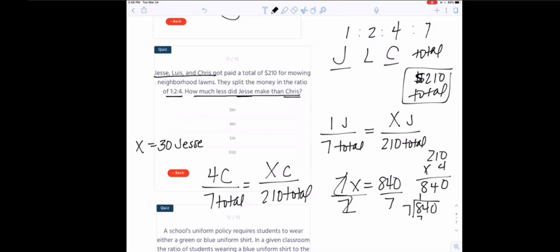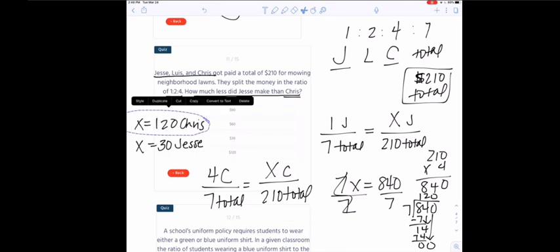840 divided by 7. 7 goes into 8 one time. 7 times 1 is 7. 8 minus 7 is 1. Bring down the 4. 7 goes into 14 2 times. 7 times 2 is 14, 0. We still got to bring down that 0. 7 goes into 0 0 times. So x is equal to 120. That's how much Chris makes. Let me move this so it's next to Jesse.